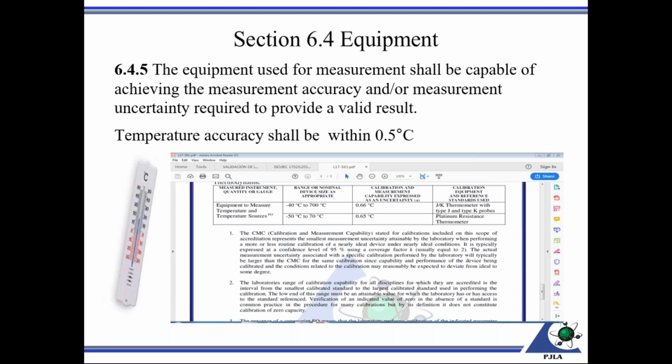And I have a sample of a scope of accreditation. So if you knew you needed that accuracy, if you look on a calibrator's scope of accreditation, that's the CMC, calibration and measurement capabilities. That's the best uncertainty you're going to be able to get from that provider. So in this case here, I have a CMC of 0.66 for equipment to measure temperature. So the uncertainty is going to be higher than 0.5. That facility should not report an uncertainty less than what's on the scope of accreditation.